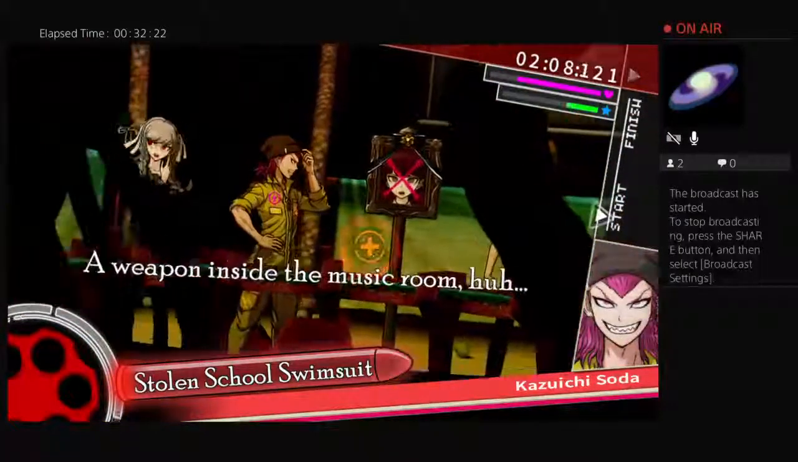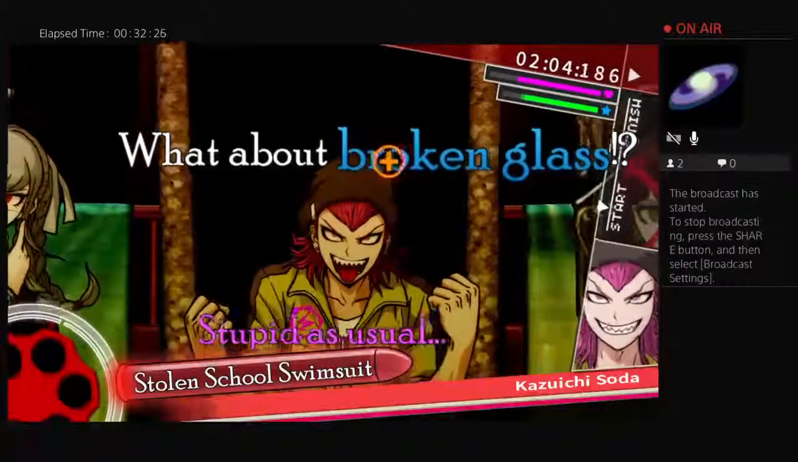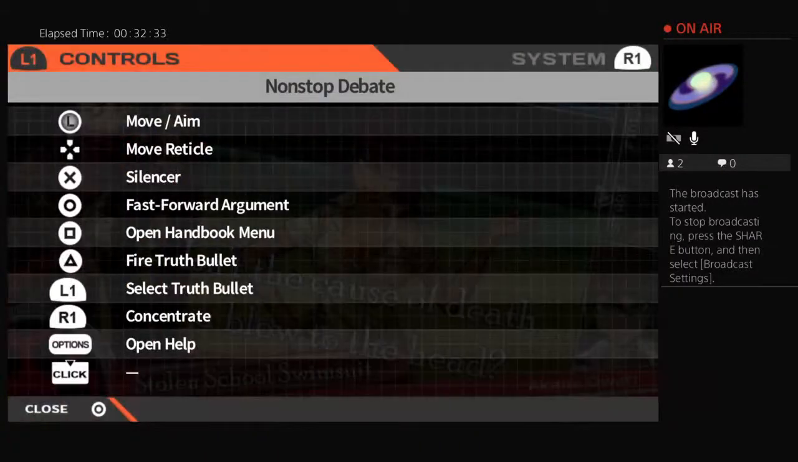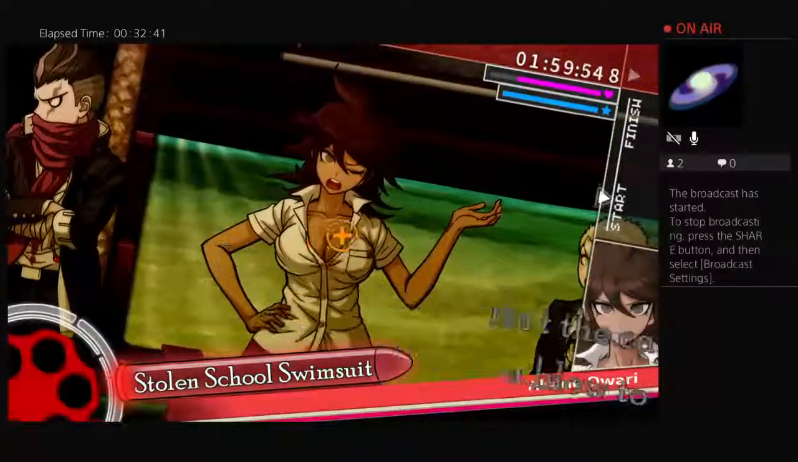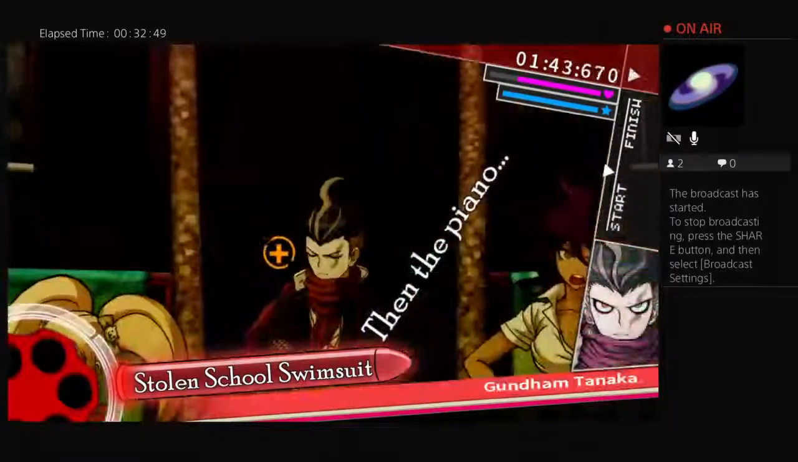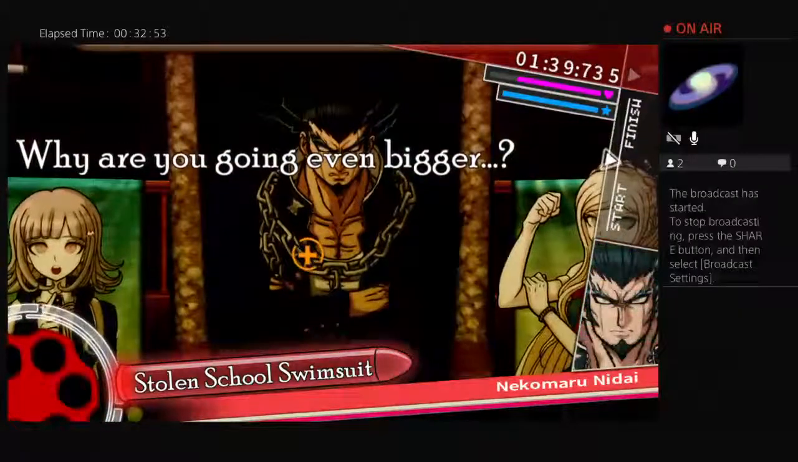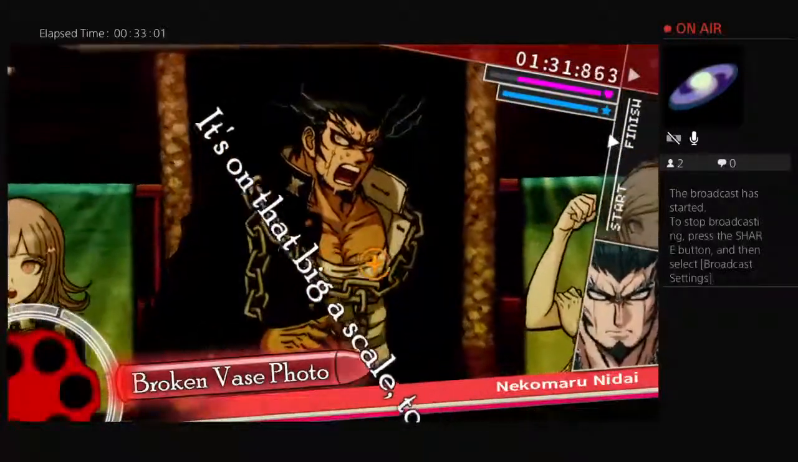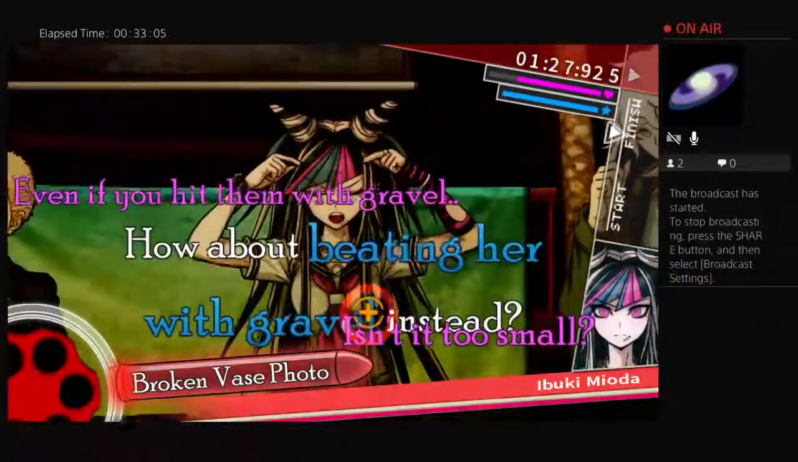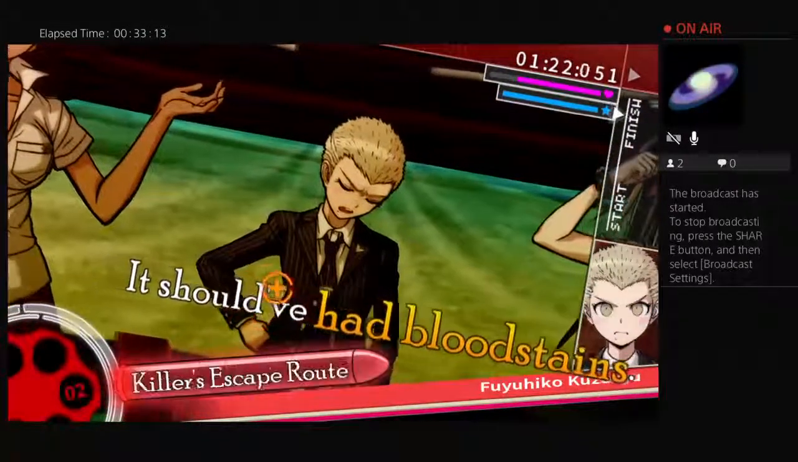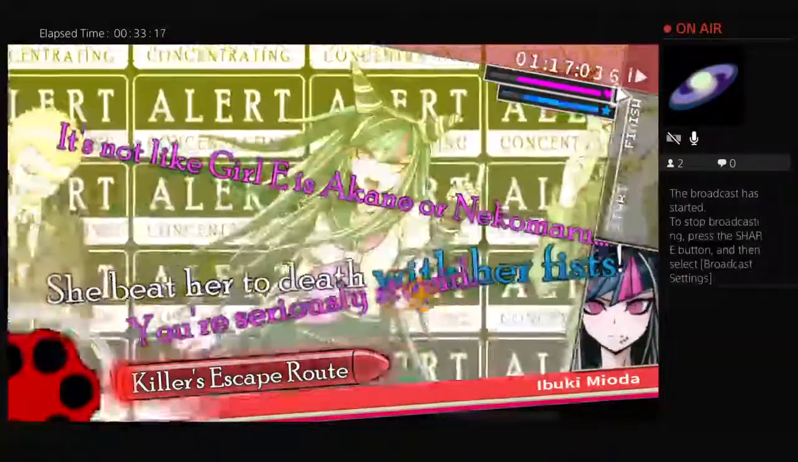A weapon inside the music room, huh? What about broken glass? Isn't the cause of death a blow to the head? Think you attacked her with the fish tank. That's too big to be a weapon. Then the piano. Why are you going even bigger? The investigation conducts universal chaos. It's on that big a scale, too? How about beating her with gravel instead? If it's a weapon that was used to beat them to death, it should have had bloodstains. Was there a weapon with bloodstains on it? She beat her to death with her fists!